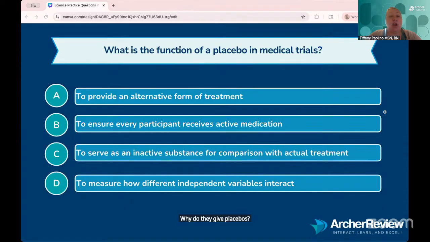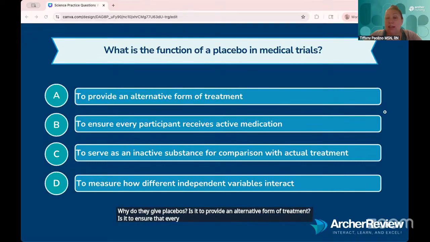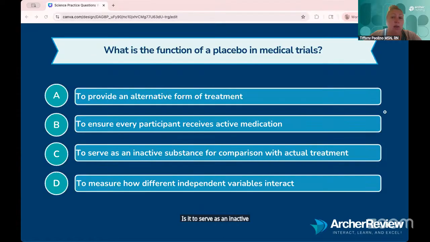Is it to provide an alternative form of treatment? Is it to ensure that every participant receives active medication? Is it to serve as an inactive substance for comparison with actual treatment? Or is it to measure how different independent variables interact? Why do we give placebos?